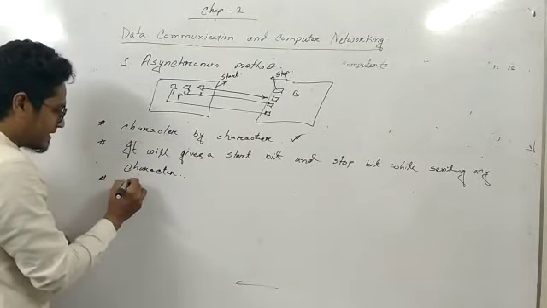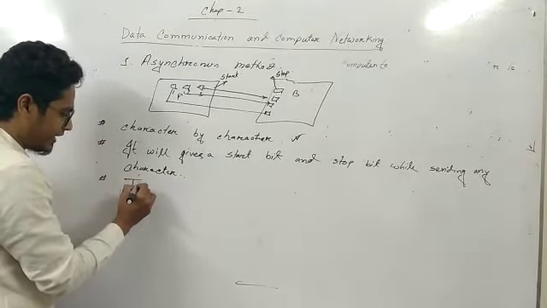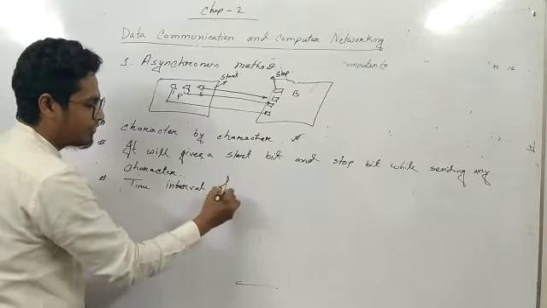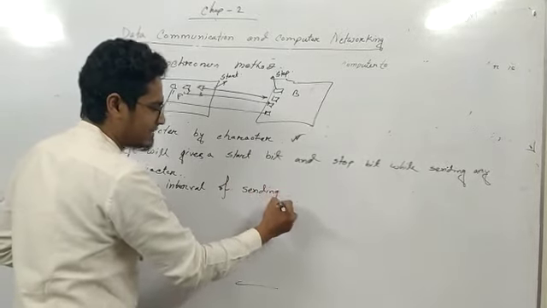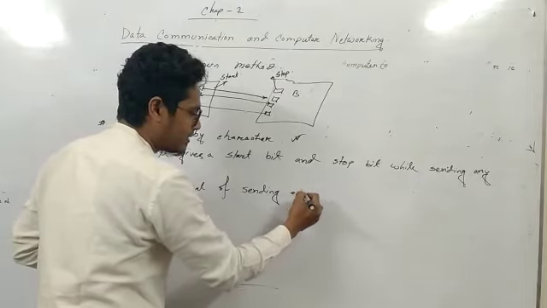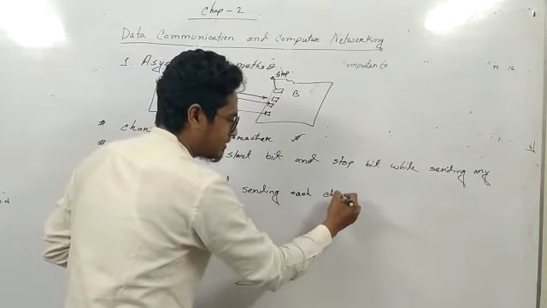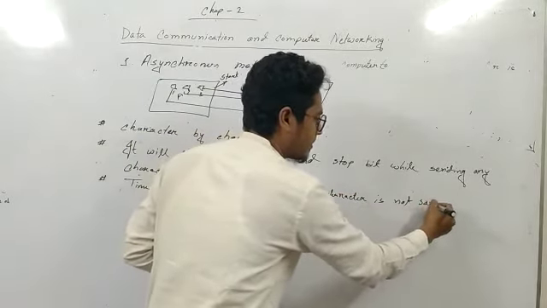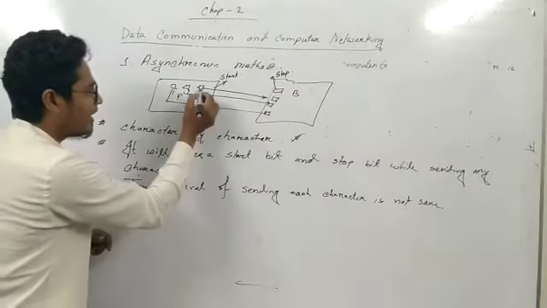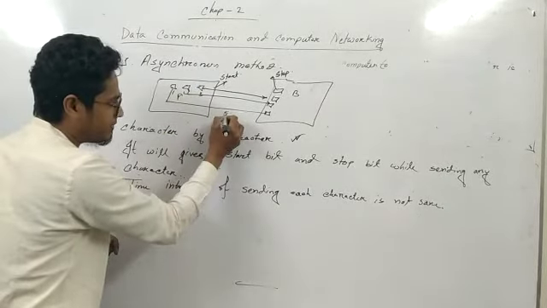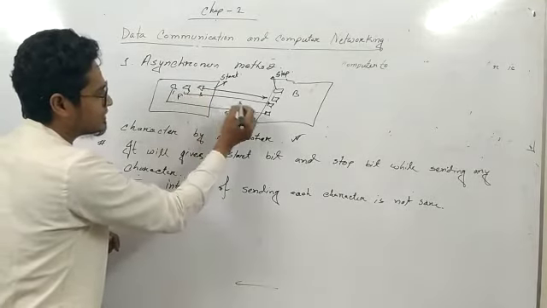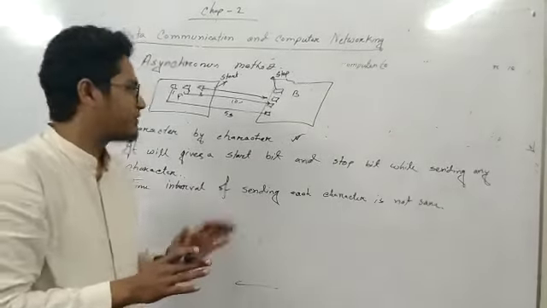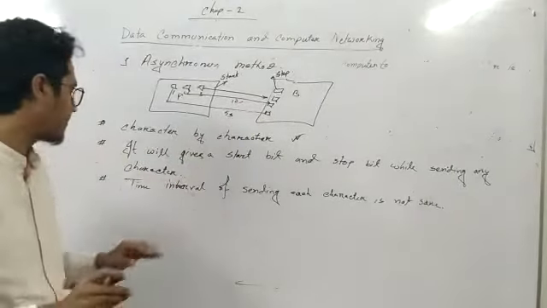Third one, the time interval is not the same. The time interval of sending each character is not the same. That means if one is sent in 5 seconds, then the second is sent in 10 seconds. So the time interval of sending each character is not the same. Okay.